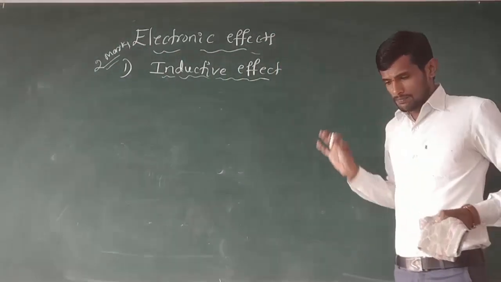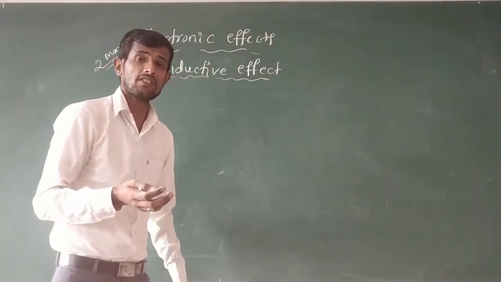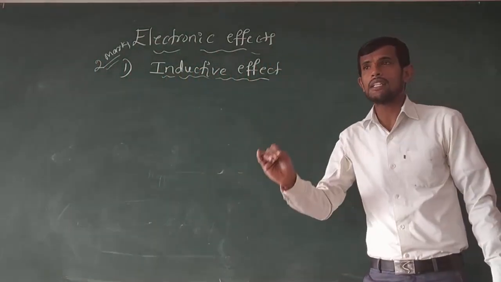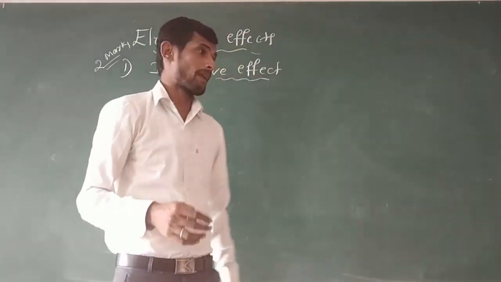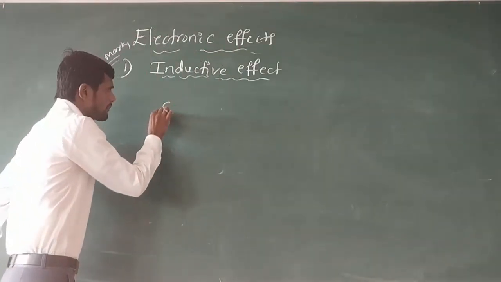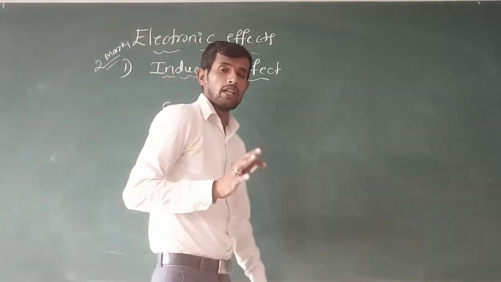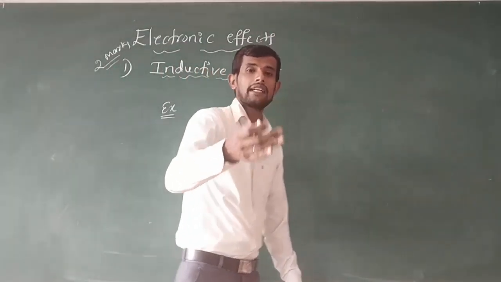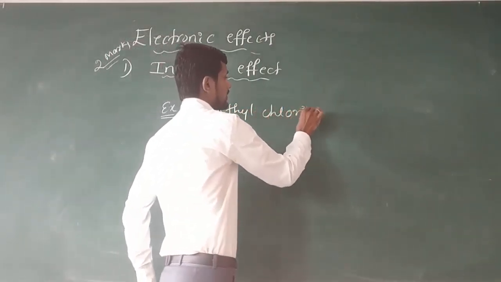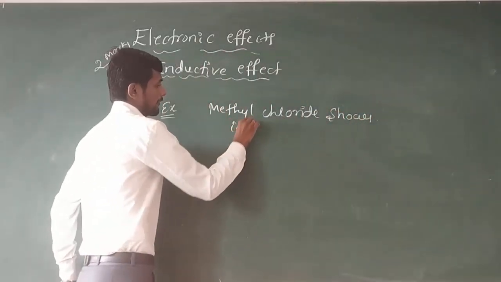Okay, inductive effect now. The permanent polarity means charge. The permanent polarity produced in a molecule due to the displacement of electrons takes place towards the more electronegative atom. If you remember the definition, I take one example here. What is my example? Methyl chloride shows inductive effect. Yes, I write here methyl chloride shows inductive effect.